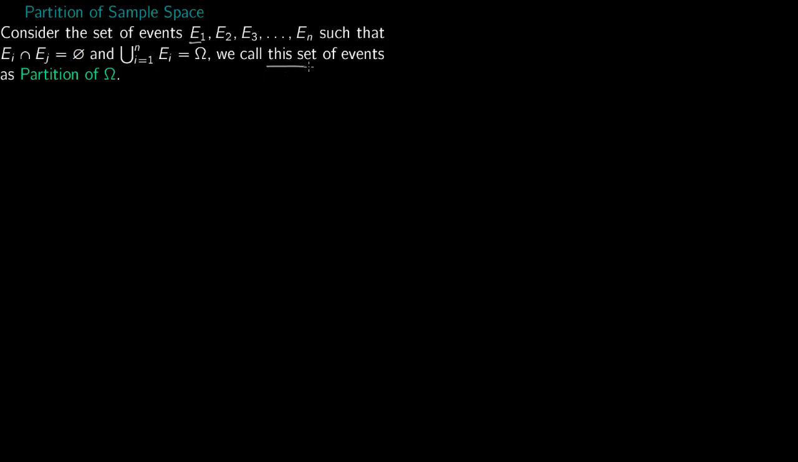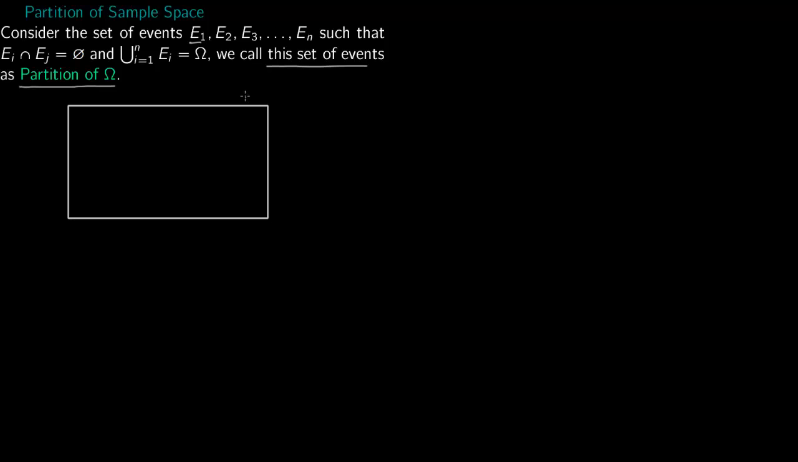So we call this set of events a partition of omega. All these sets are mutually exclusive, or you can say disjoint, but their union forms the entire sample space. So let us see it figuratively. You have this entire sample space omega, and then you have a partition into a bunch of sets.